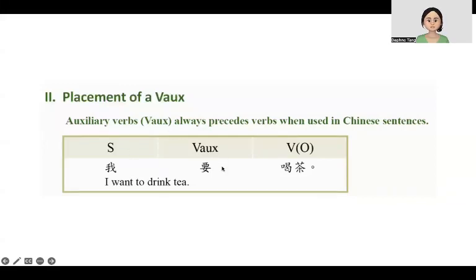Now we are going to learn auxiliary verb. Auxiliary verb. Before, we learned the basic sentence structure: subject, verb, and object.